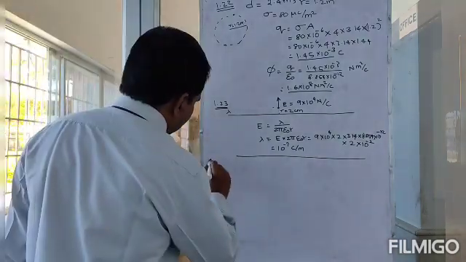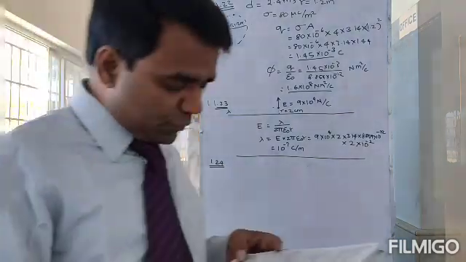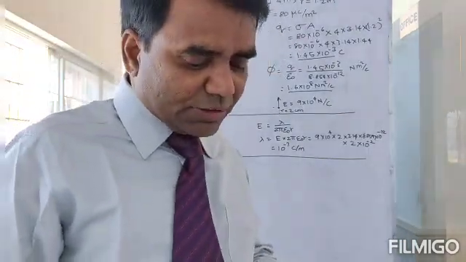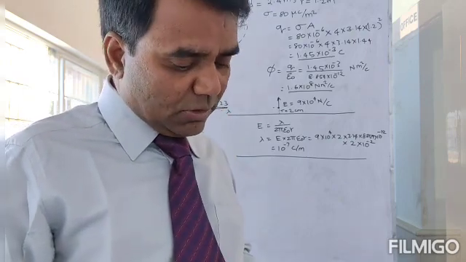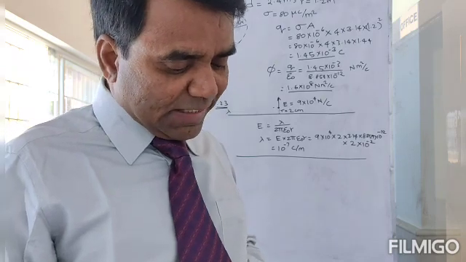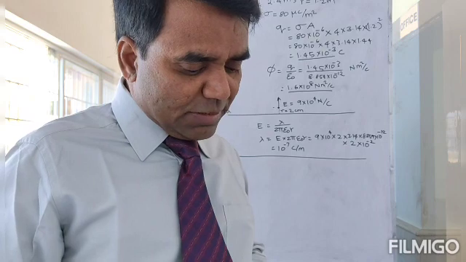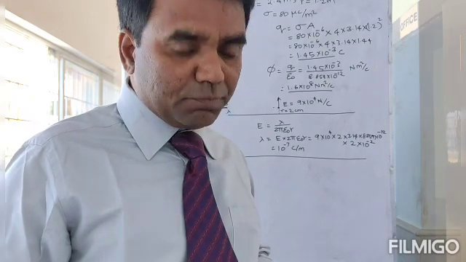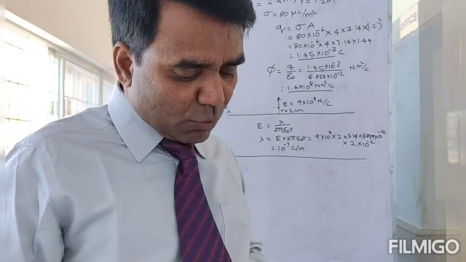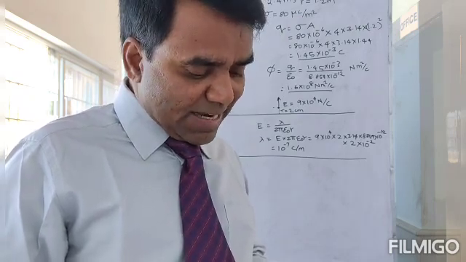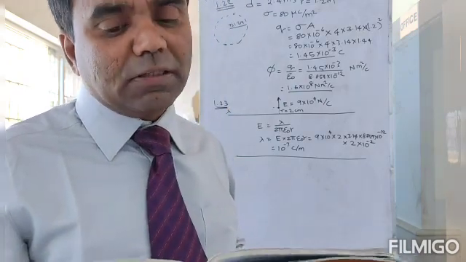So what about 1.24? 1.24 is this. Two large thin metal plates are parallel and close to each other. On their inner faces, the plates have surface charge densities of opposite signs and of magnitude 17 into 10 power minus 12 coulomb per meter squared. Then what is E in the outer region of the first plate, in the outer region of the second plate, and between the plates?